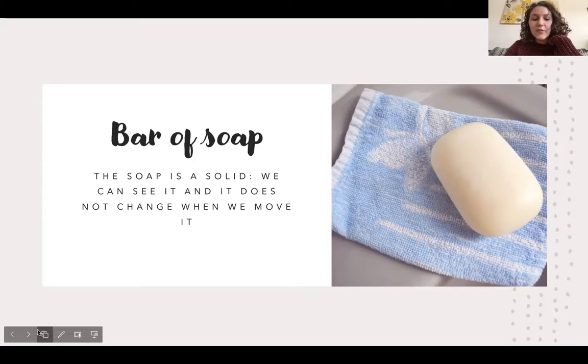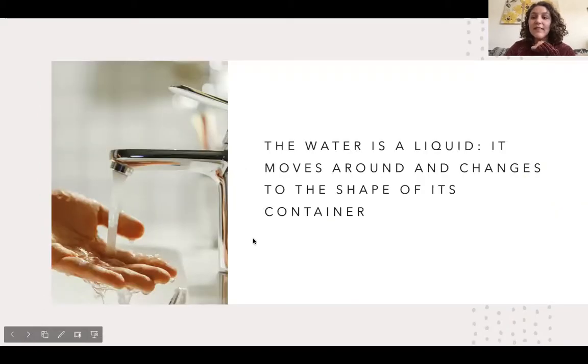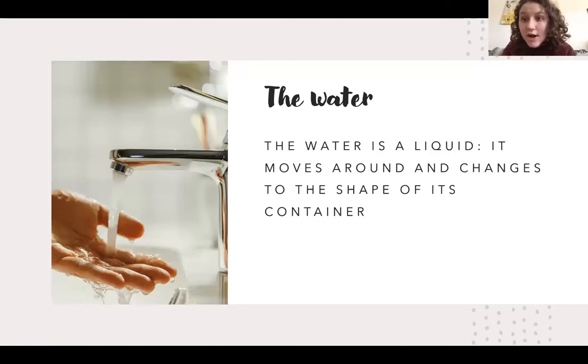Next, we're gonna talk about some liquids. When washing our hands, I said we're gonna turn the water on. I put the water on my hands, but it moved around. It didn't stop moving. It wasn't like my ring, where if I squish it, it doesn't move. If I were to squish water, it would go all over the place, right? It would go absolutely everywhere. So the water is a liquid because it moves around and it changes to the shape of its container.